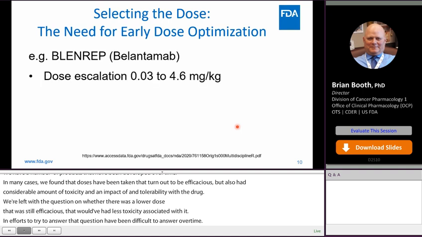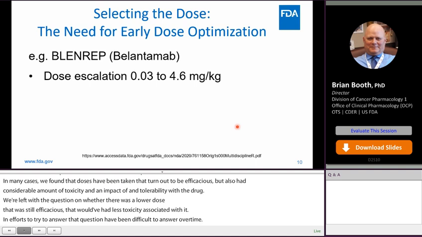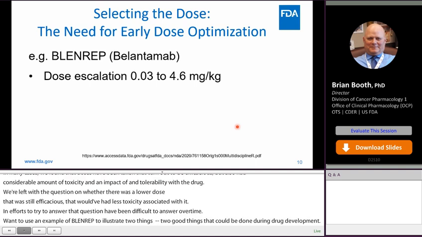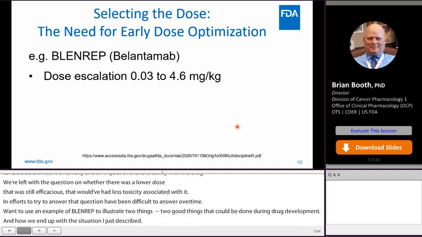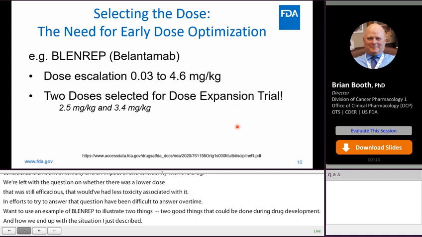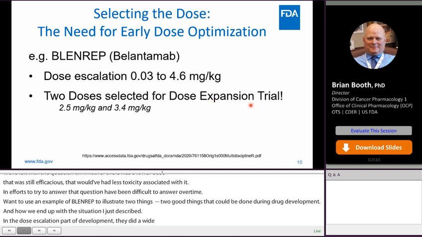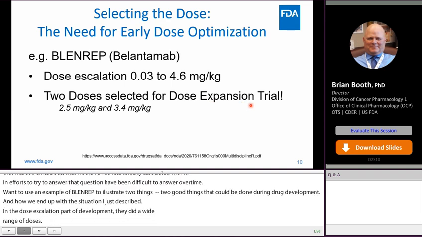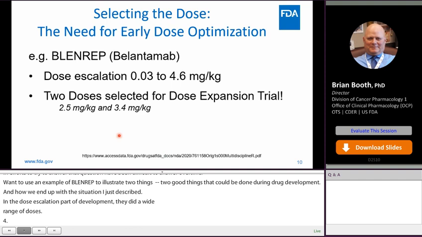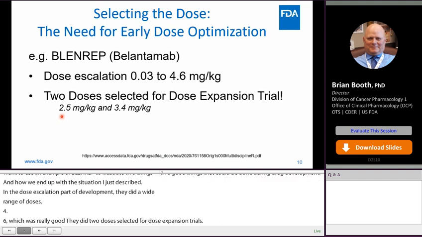So in the dose escalation part of development, they did really quite a wide range of doses, 0.3 to 4.6 milligrams per kilogram, which is very good. The other important thing they did is they selected 2 doses, which they took into their dose expansion trials, their efficacy trials. And this is very rare in oncology, and it's something that we really need to think about doing more of.